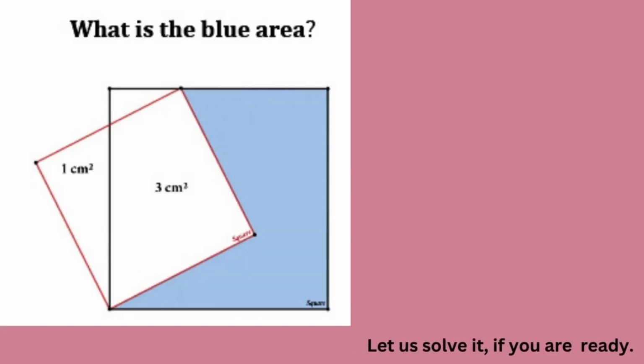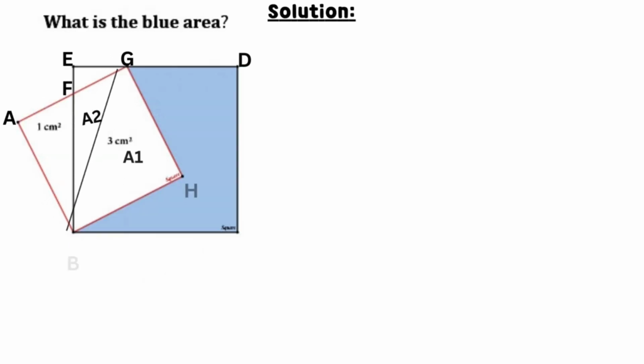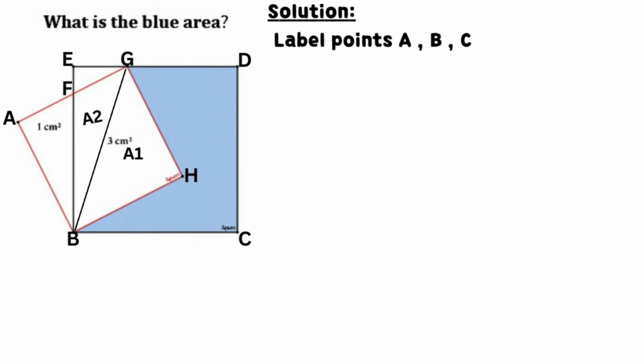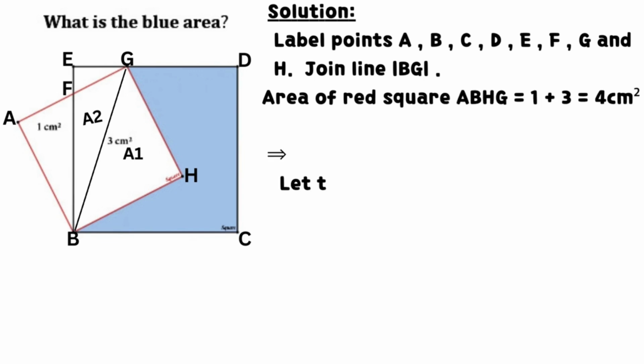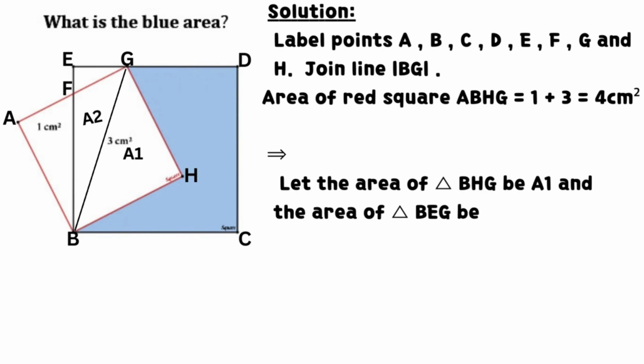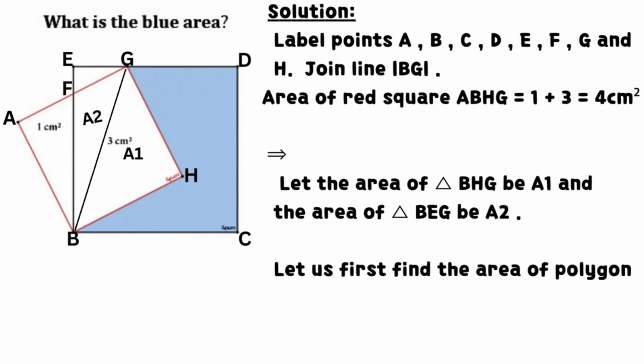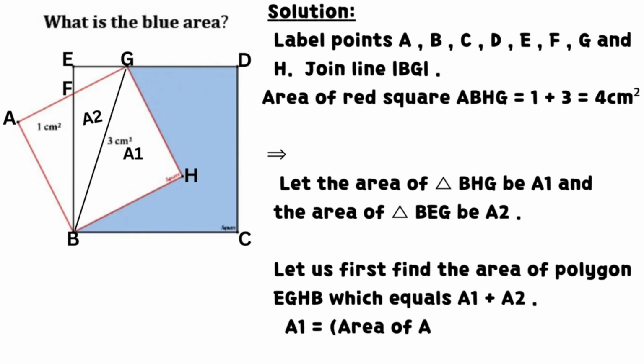What is the blue area? Label points A, B, C, D, E, F, G, and H. Join line BG. Hence, the area of the inscribed red square ABHG equals the sum of 1 and 3, which equals 4 square centimeters.